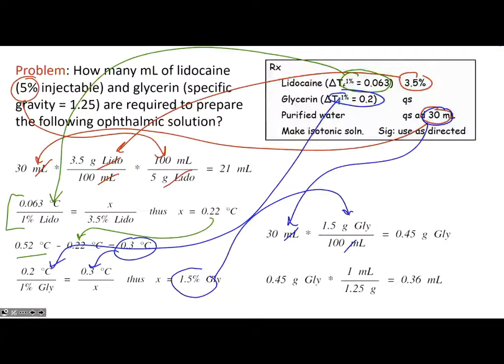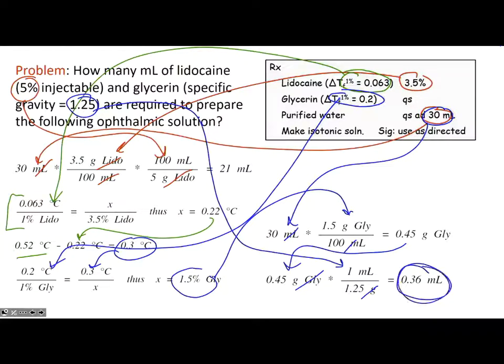And we're almost done. But the problem is we're going to measure that by volume. So again, we were given the specific gravity. So the specific gravity for glycerin is 1.25 grams per mil. So if we want to convert its weight to a volume, we're going to take the 0.45 grams times 1 mil over 1.25, so that grams cancel. And you do that final division there, and you get a final volume of glycerin of 0.36. Okay? And so that's our big final answer to that one. Is that okay?